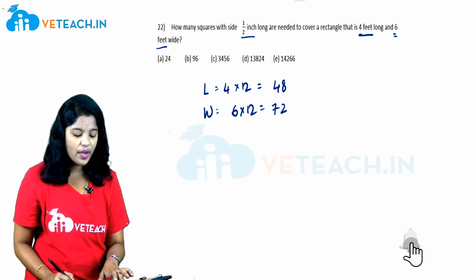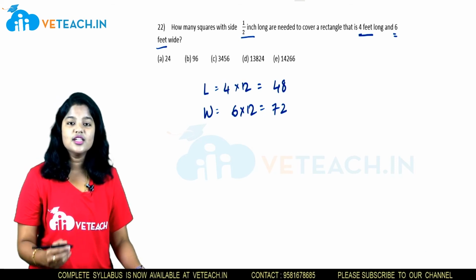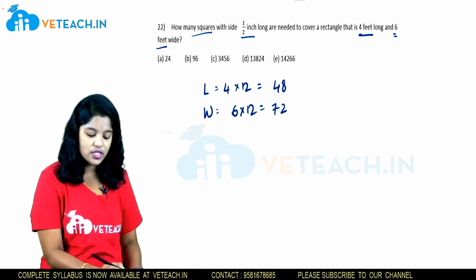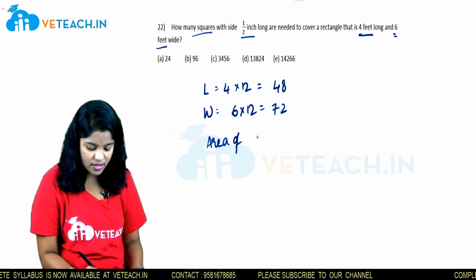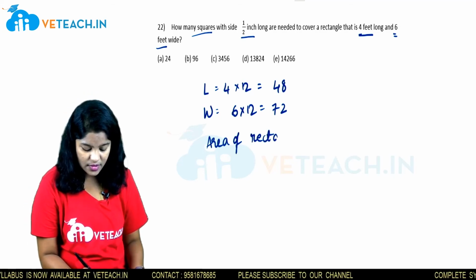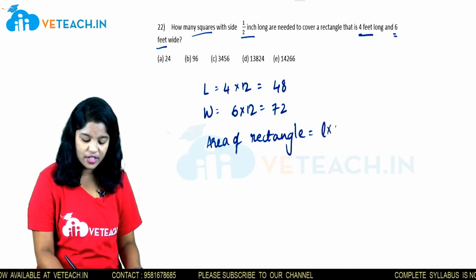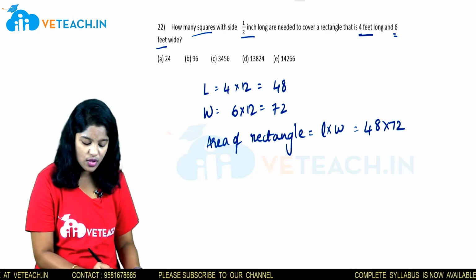Now how many squares of side half inch are needed to cover the rectangle? Simply divide the area of the rectangle by the area of the square, and we will get how many squares are needed. So the area of the rectangle is nothing but length into width, that is 48 into 72.